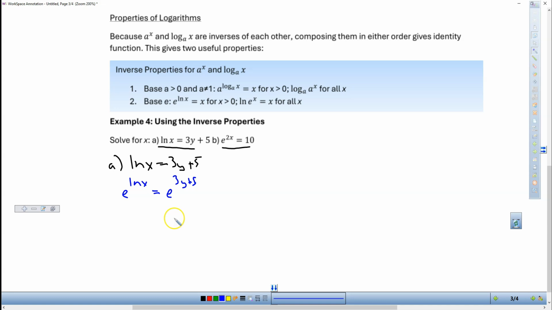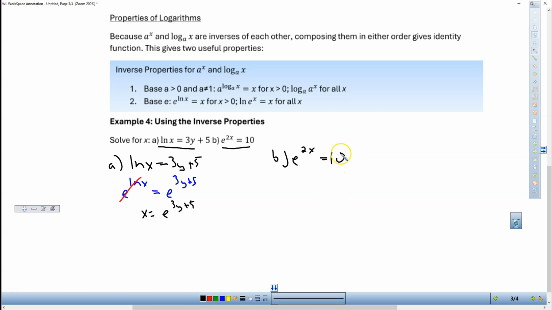Okay. And now I can go ahead and say, oh, this is an inverse, which means that this part right here can cancel, leaving me then back to the value x equals e to the power of 3y plus 5. All right, and of course, all we want to do is solve for x, so this works. Now for part B, let's do e to the power of 2x equals 10.